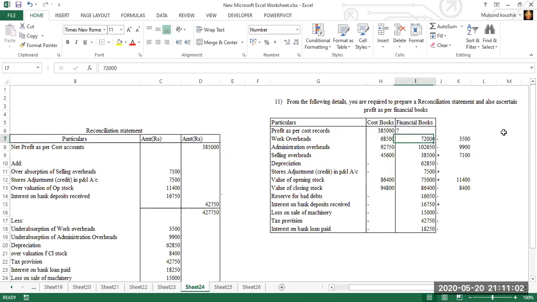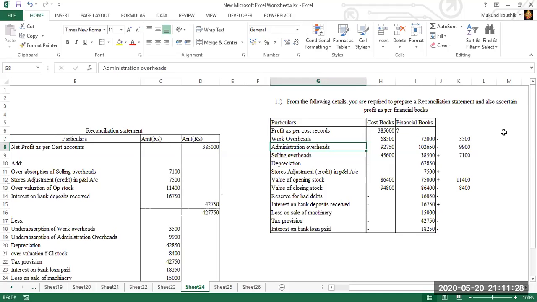Now work overheads: they have given as per cost books 68,500 and as per financial books 72,000. So the cost books work overheads amount is lesser compared to financial books. Since the cost books amount is lesser than financial books, it is under recovery or under absorption of overhead. Whenever there is under recovery or under absorption, we have to deduct. How much do we have to deduct? We take the difference between cost and financial books, which is 3,500, and we deduct 3,500.